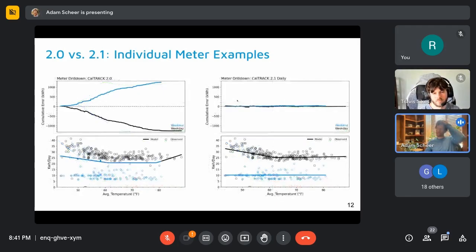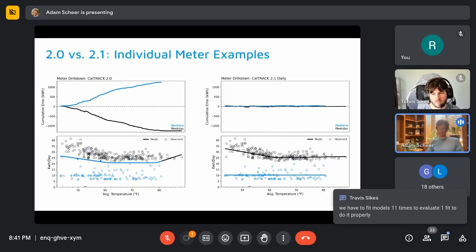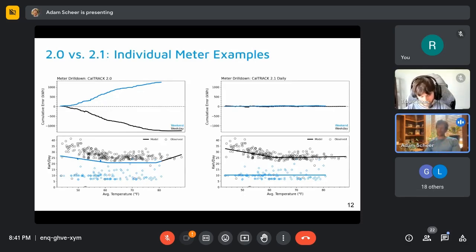There's a few other, I think, very interesting examples that I just wanted to showcase. We're switching from residential gas to commercial electric, and this is now looking at weekday differences. The black data points here are weekdays, the blue data points are weekends. The Caltrack 2.0 model shown in that bottom left-hand plot is splitting the difference between the two because it's not able to be aware of whether a day is a weekend or a weekday.